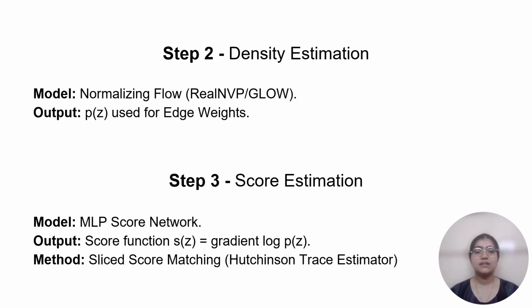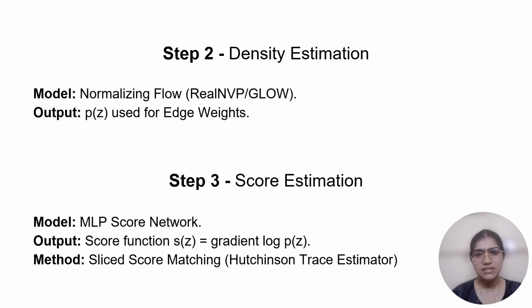They work by learning a sequence of bijective transformations that map our complex messy data distribution into a simple standard Gaussian distribution. Because the transformation is invertible, we can use the change of variables formula. By calculating the determinant of the Jacobian matrix at each step, the flow gives us the mathematically precise density value for every point in our space. This gives us the elevation map of our manifold, telling us exactly where the high density clusters are and where empty voids lie. Finally, we have score estimation.